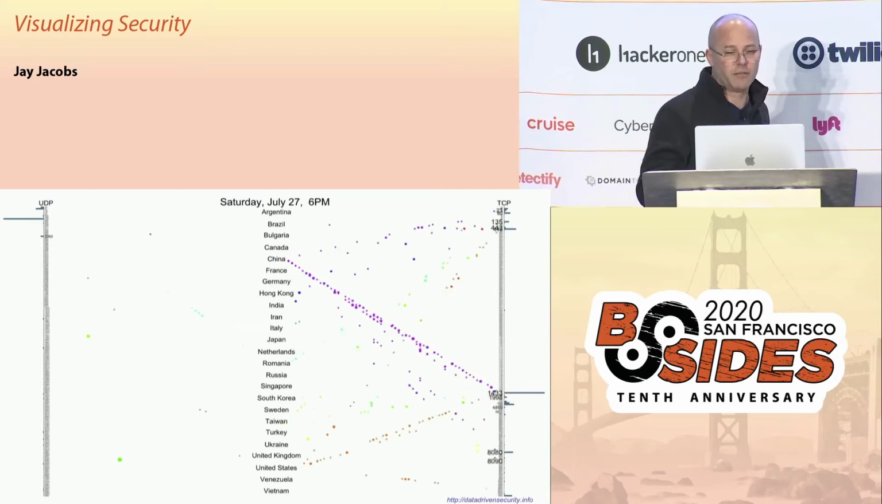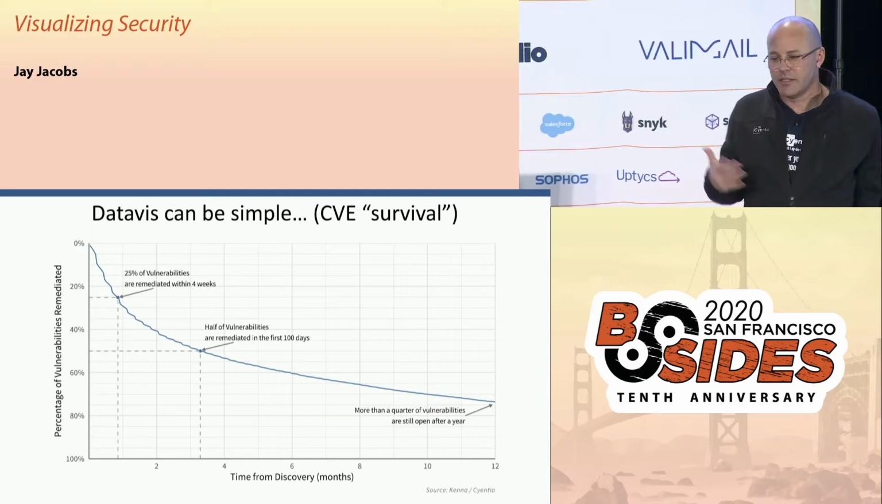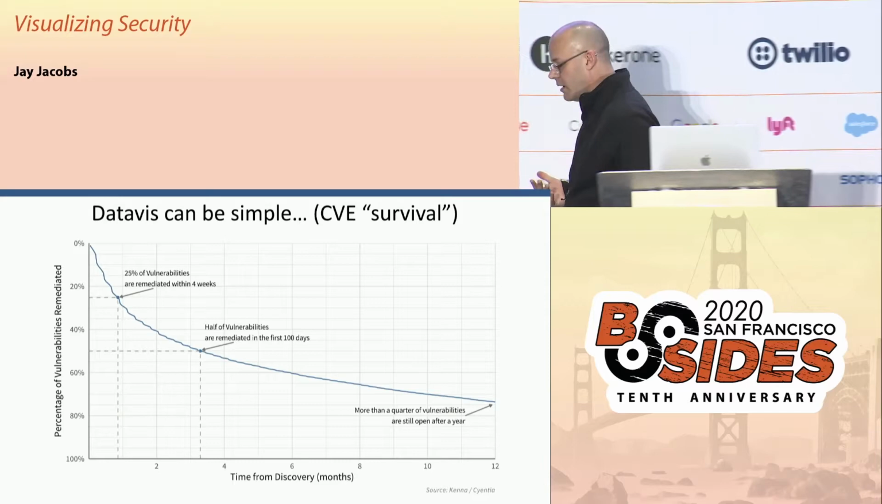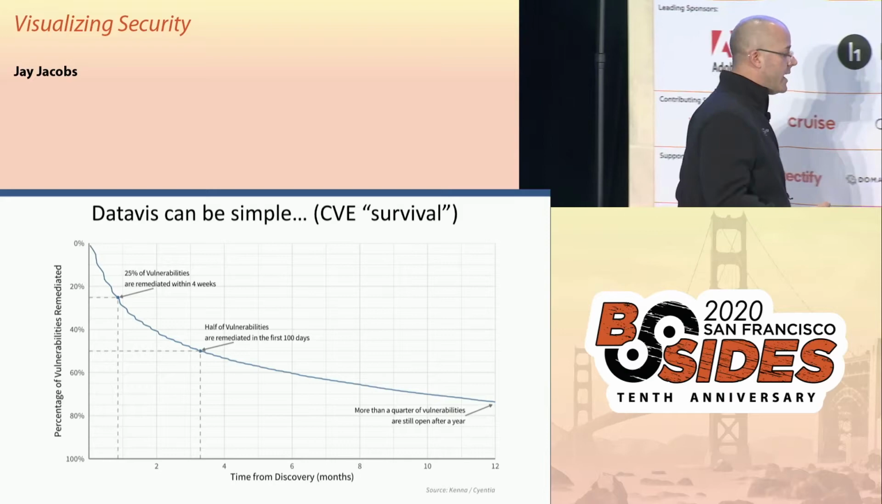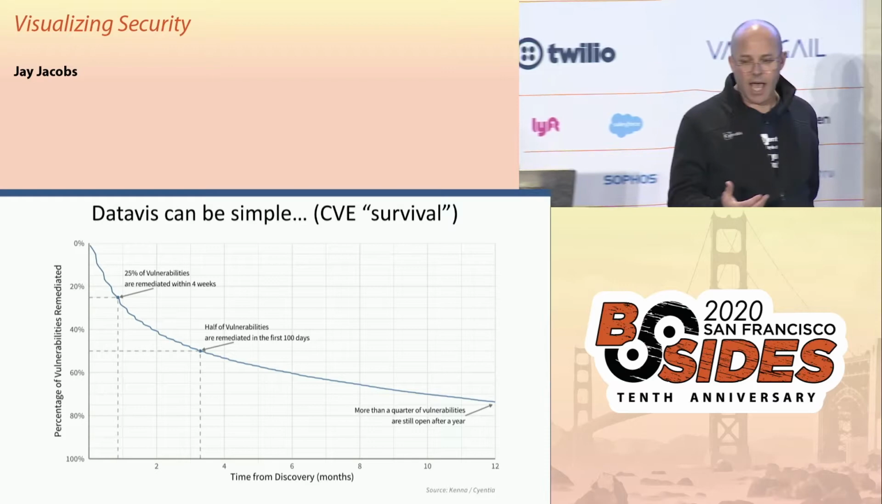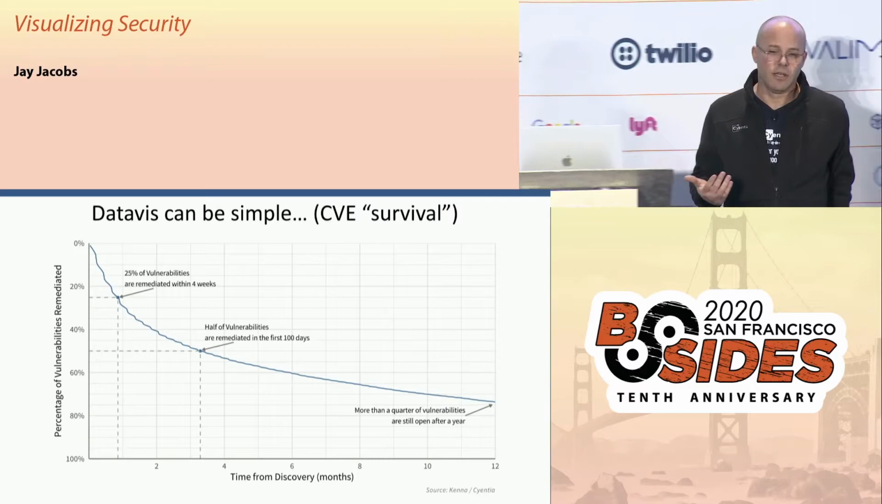All right, but DataViz can be super simple. So this is a plot that just has a single line on it. And this is actually looking across 300 companies and their vulnerability scans from their vulnerability scanner over months and months and months, saying how long does it take an average vulnerability, how long does it survive? Right? And this is using a data analysis technique called survival analysis or time to event, time to failure, all the same stuff under the covers.